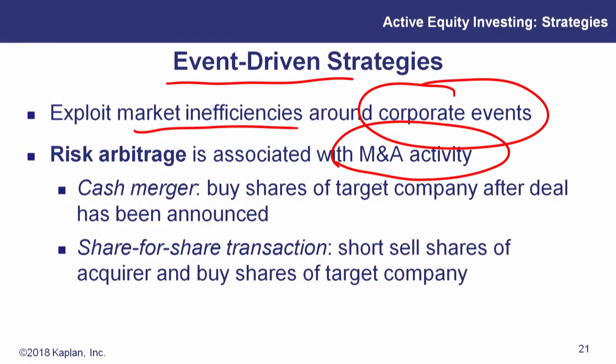So one idea, this idea of cash merger, some firms will actually buy shares of a target company after a deal has been announced. I'm not so sure that's the strategy because then it's already priced in the market. What the good people in event strategies do, they're looking for the company that might be a buy-over target before it's announced, before it's commonly known.